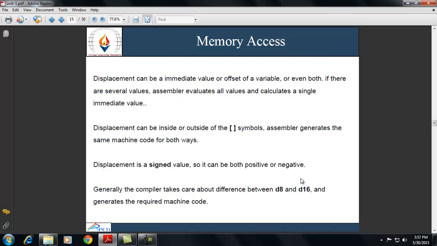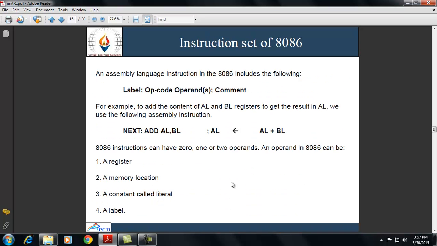Displacement can be the immediate value or the offset of a variable, or even both, and if there are several values, then the assembler evaluates all the values and calculates a single immediate value. Displacement is a signed value, so it can be both positive and negative, and generally the compiler takes care of the differences between D8 and D16 and generates the required machine code.